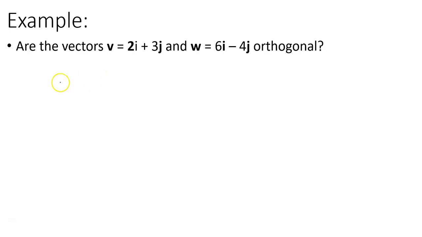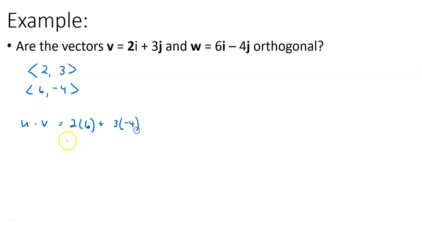All right, so are these 2 vectors orthogonal? I like writing my vectors like this. 2, 3, and 6, negative 4. So I calculate the dot product. U dot v equals 2 times 6 plus 3 times negative 4. 2 times 6 is 12. 3 times negative 4 is negative 12. The dot product of those 2 vectors is 0. So yes, they are orthogonal.